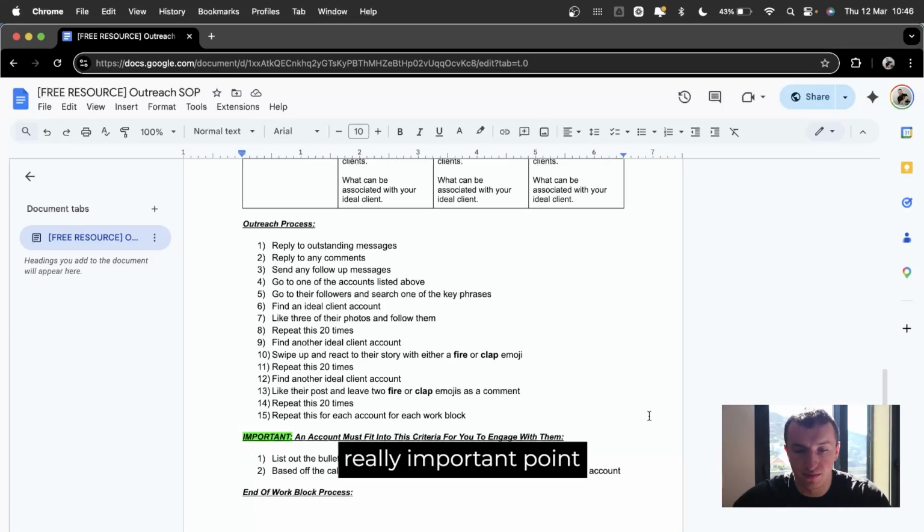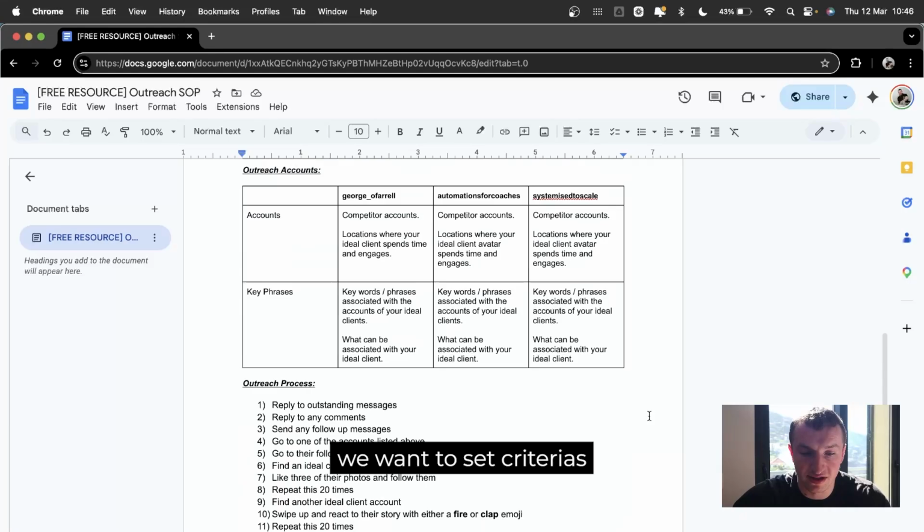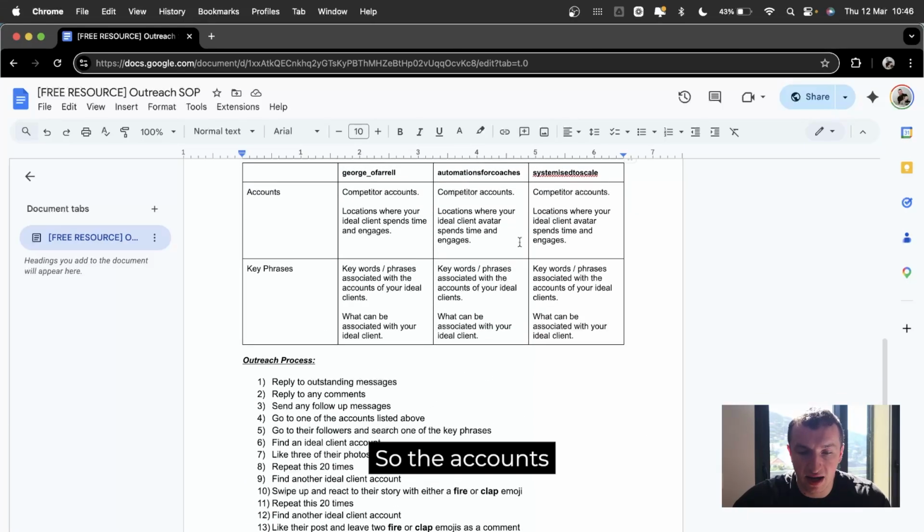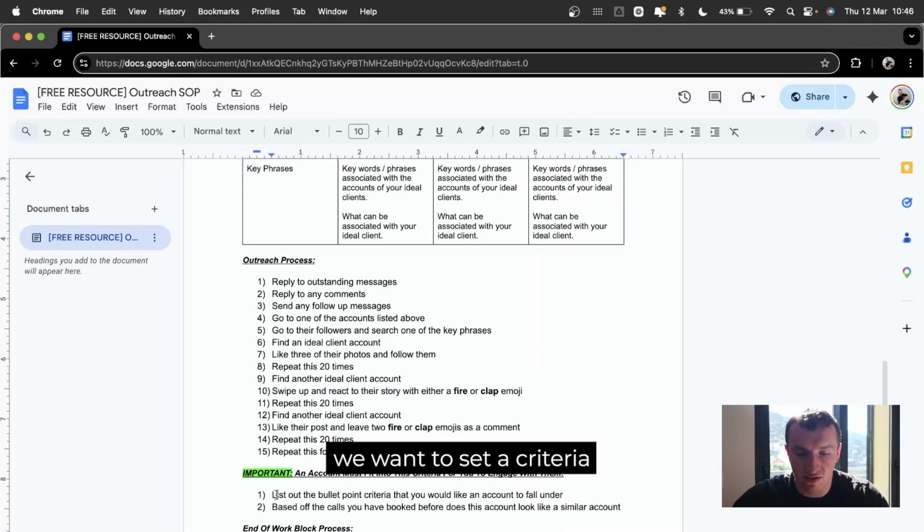Now, another really important point to note with this is we want to set criteria for the accounts. So the accounts that we have here, we want to set a criteria of all of the bullet points that they must fall under.